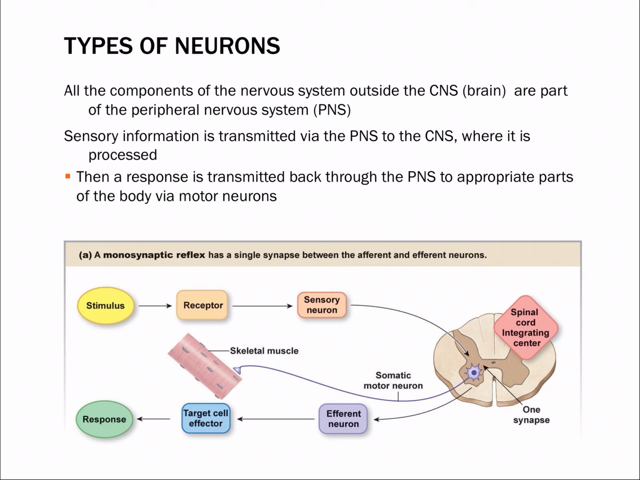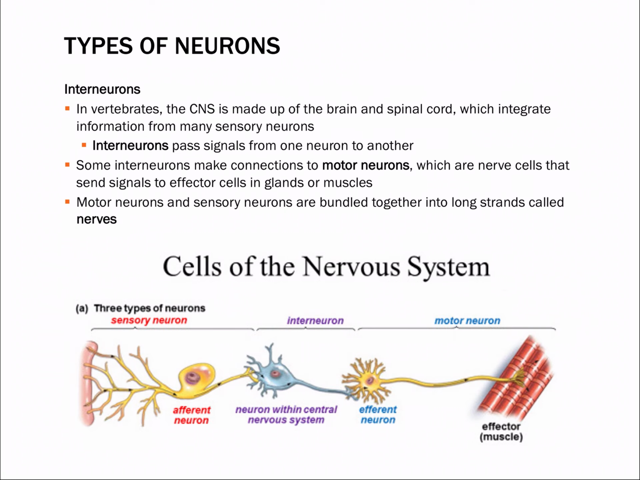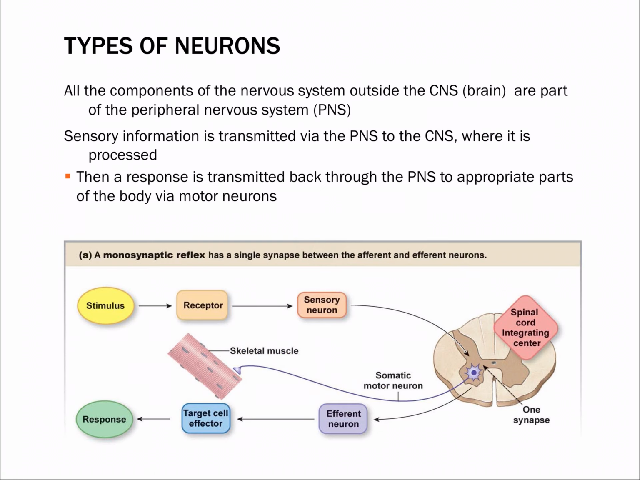All the components outside of the brain, so all the nerves, everything that's not an interneuron, is going to be PNS, or peripheral nervous system. So sensory information is transmitted via the peripheral nervous system to the central nervous system, where it's processed. The response is transmitted back through the peripheral nervous system to appropriate parts of the body via motor neurons. This is a very important pathway, this monosynaptic reflex, very simple.